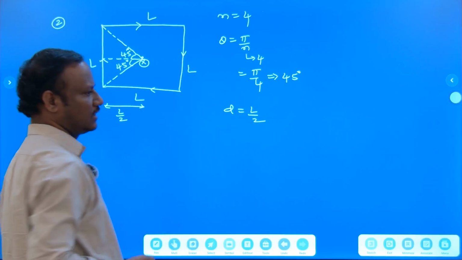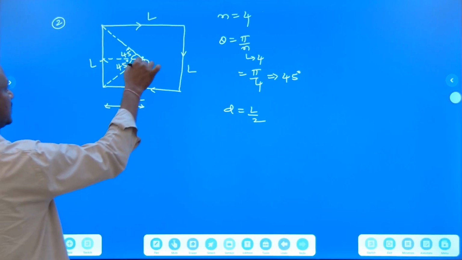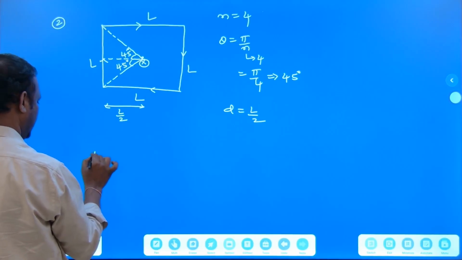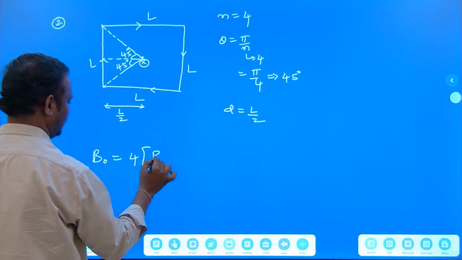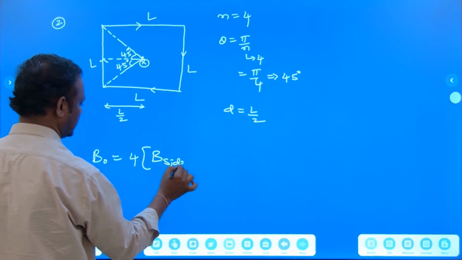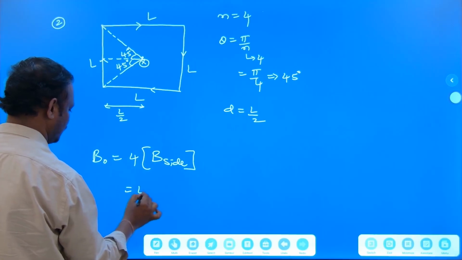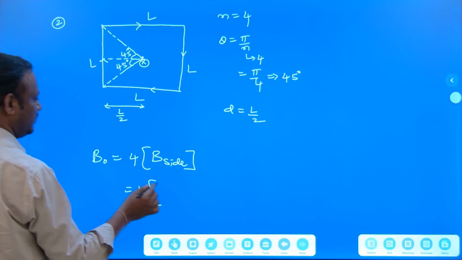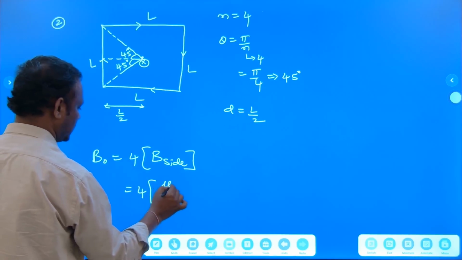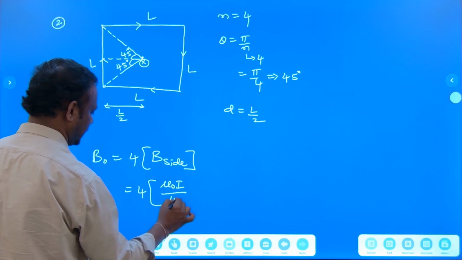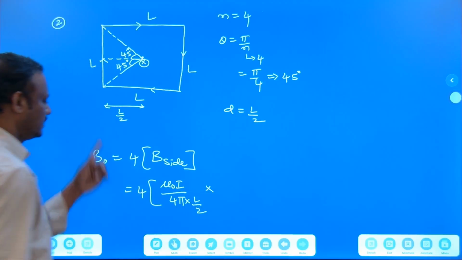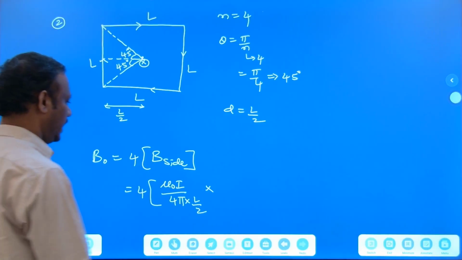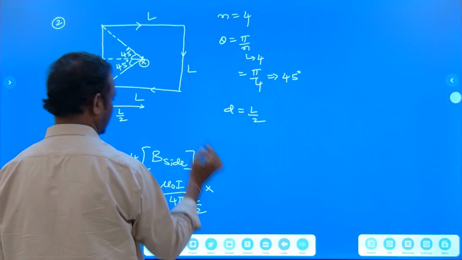Now we can go through this. First, B at the center: B naught is equal to 4 times B side. B side is mu naught I by 4 pi d, where d is L by 2. Directly I am writing it, L by 2. And what is sin theta 1 plus sin theta 2?